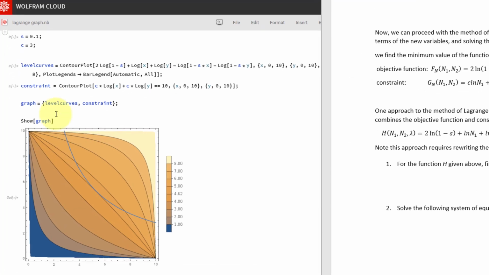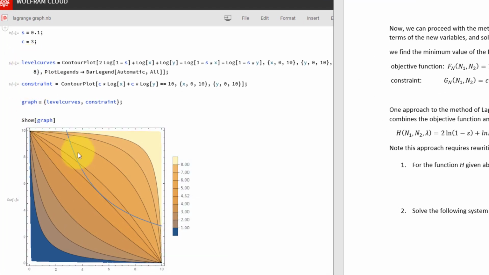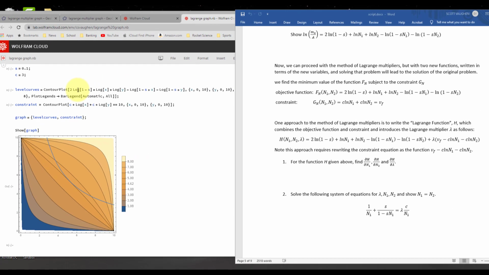Basically what we're doing is we've got level curves graphed for this particular function. So the 2 log 1 minus s, here log is actually the natural log in Wolfram Cloud. So this is the natural logarithm function. 1 minus some parameter s, just like I have here, where I've set it to be 0.1, for example. I set the c value to be 3. And that's showing up right here in the constraint.